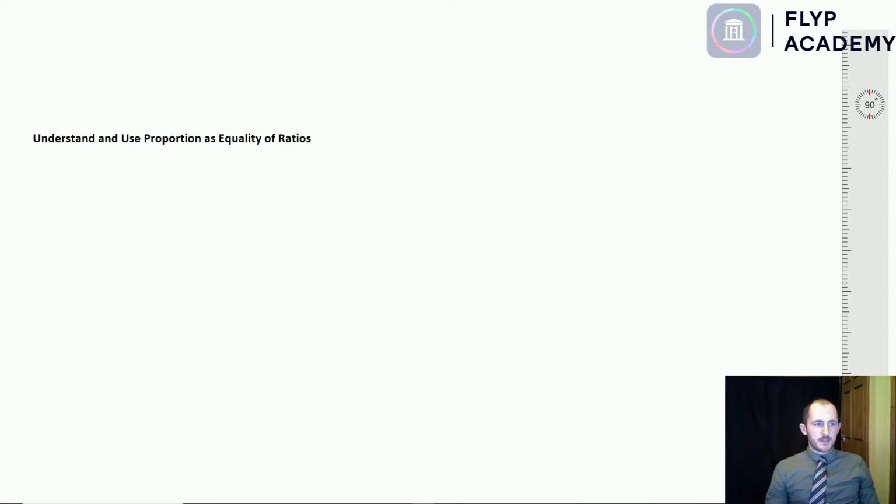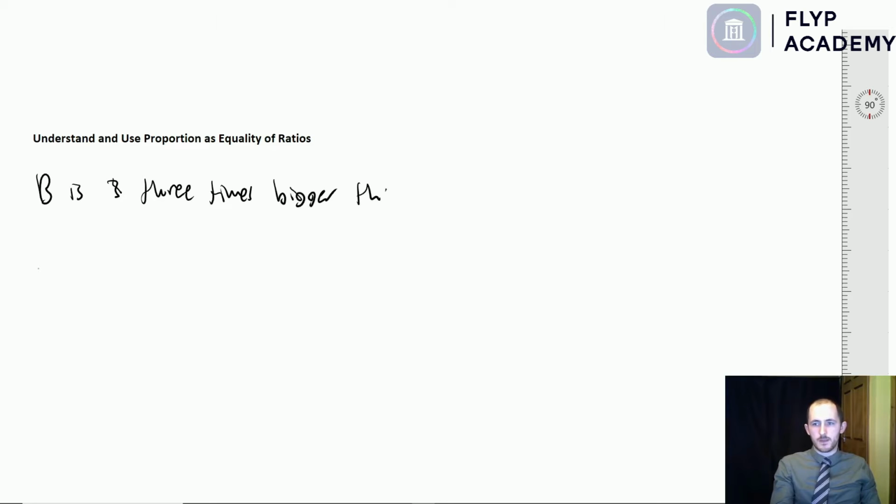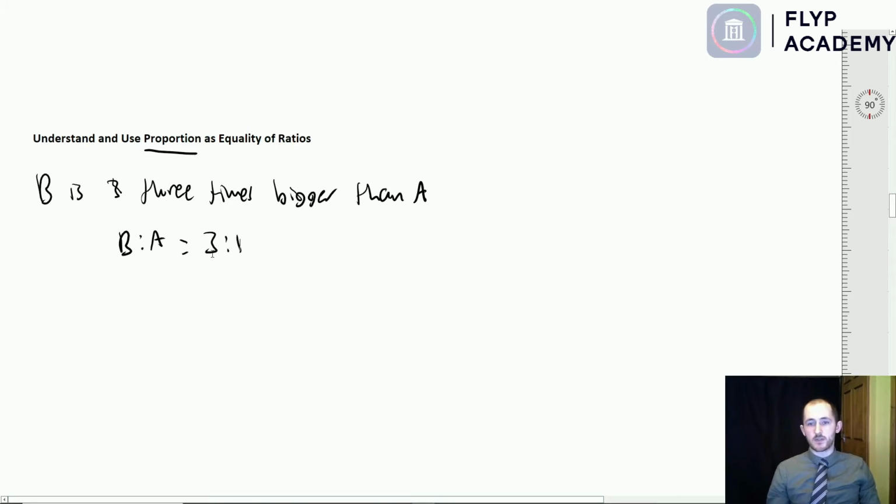The next bit is understanding and using proportion as equality of ratios. So it's very similar to the previous part, right? So the idea is that if I say that B is 3 times bigger or more than A, hopefully you can see that that's proportion, right? B is 3 times A, then B to A will equal 3 to 1. That's what it means by equality of ratios, the fact that those two things are equal. They mean the same thing.